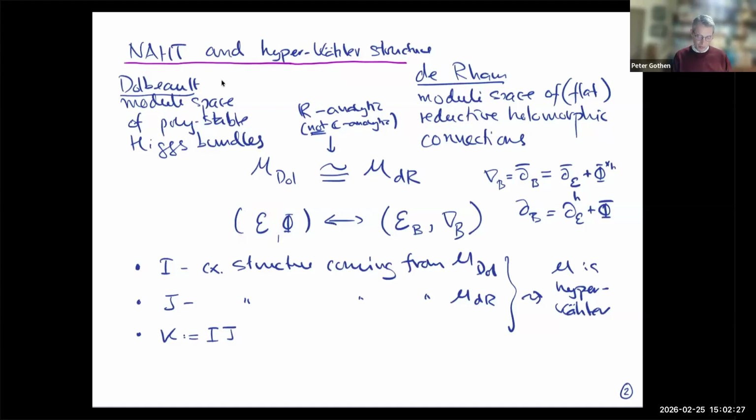Okay, so we get this identification, let's say, between the moduli space of Higgs bundles and the moduli space of flat holomorphic connections. Thinking of flat holomorphic connections, you have a moduli space, so it's a complex algebraic variety or analytic variety. So you can see that in this way, if we just think of the space, we actually have two ways of thinking of a complex structure on it.